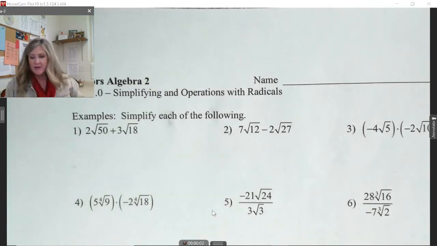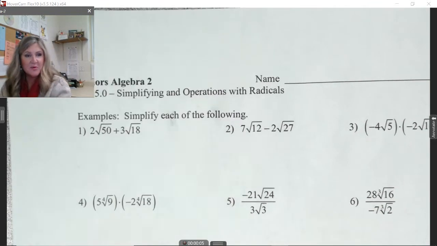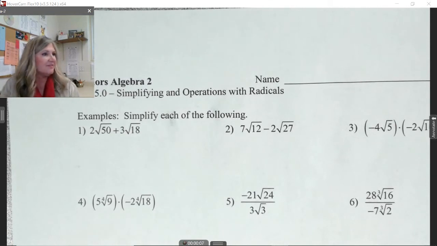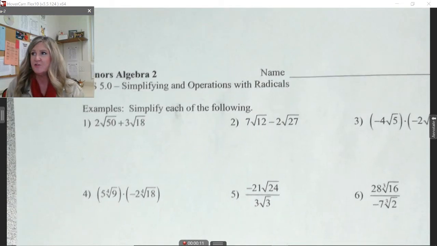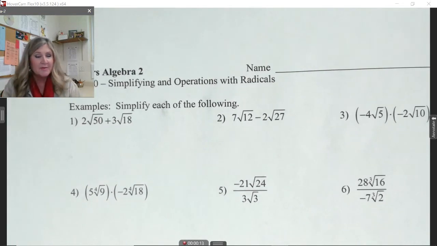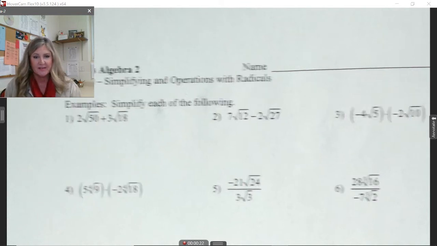Alright, today guys we're going to be working on section 5.0. If you go under Canvas to modules and pull up today's date, you can find the notes for this. We're going to be working on simplifying radicals. We're going to simplify the radical expressions. We're going to add them, subtract them, multiply, and divide them.